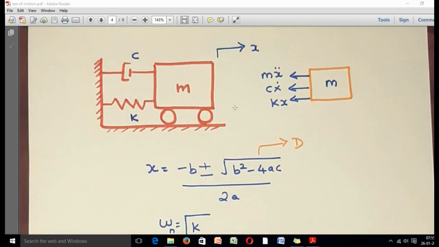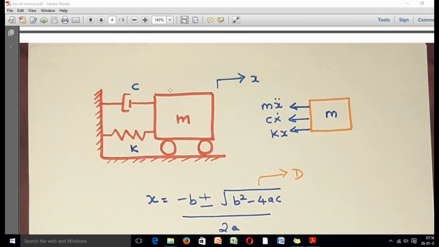Now let's move on to the equations of motion for a viscous damper. I hope you all understood what a viscous damper is. So here we have a system with mass m and spring stiffness k, and there is a damper c present, preferably a viscous damper. Like I've mentioned already about the mass, damper, and the stiffness, so we are already familiar with these terms.